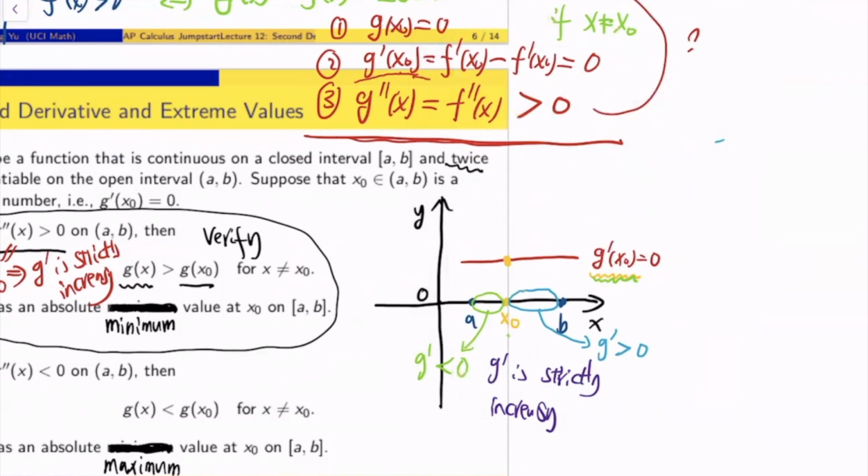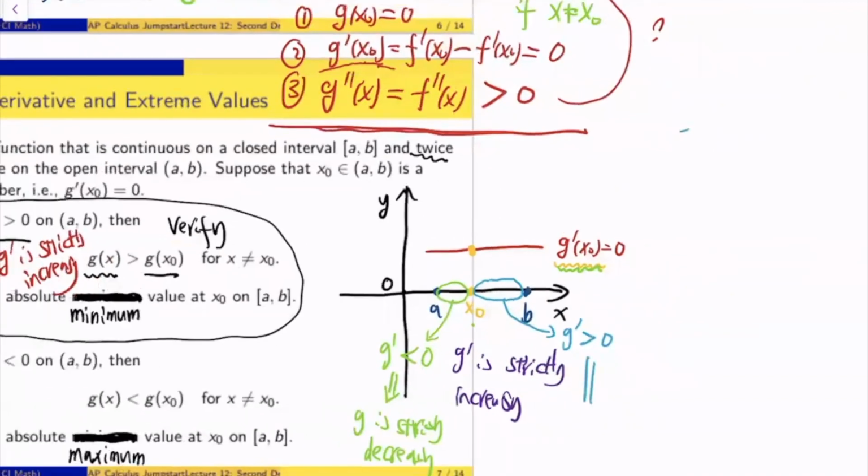Now, g prime less than 0 tells us g is strictly decreasing. And g prime bigger than 0 implies the function g is strictly increasing.